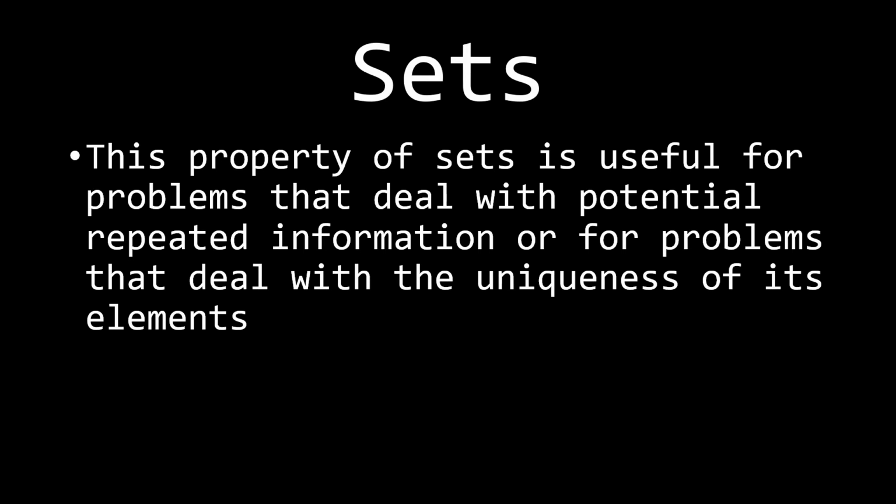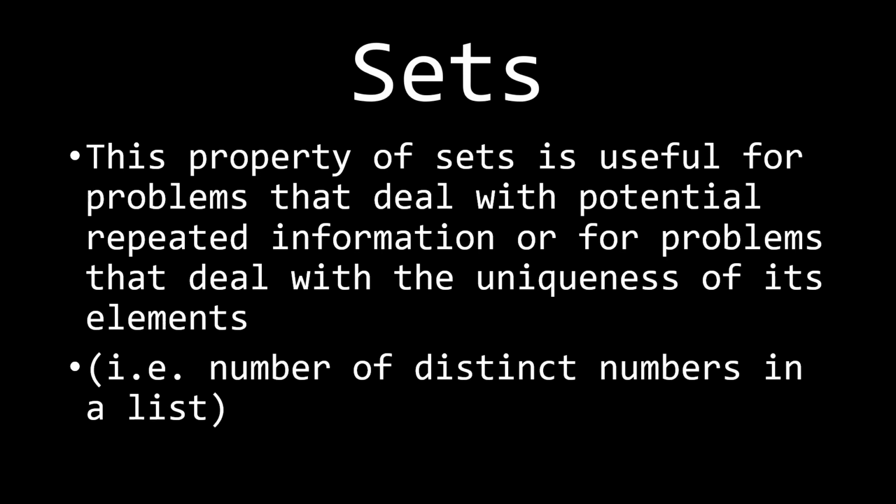Okay. So we know that this property is useful for problems that deal with potential repeated information, or for problems that deal with the uniqueness of its elements. And we're also going to look at a few reasons we might use a set over an array list. One example of this kind of problem might be, what is the number of distinct elements in a list? And this is a problem that we're going to look over in a little bit.